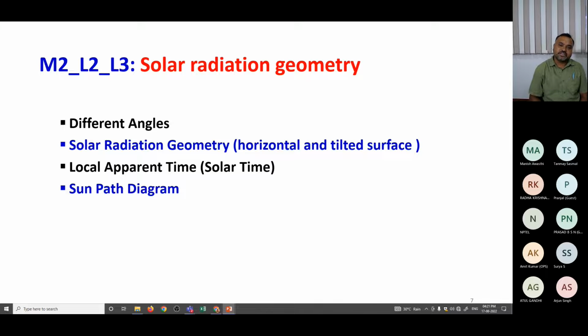Then solar radiation geometry about horizontal and tilted surfaces. Then local apparent time. What is local apparent time? Why is this local apparent time important? Then solar path diagram, or you can say sun path diagram. These are all required while designing solar devices very effectively.